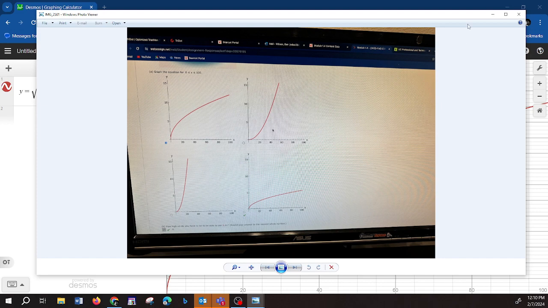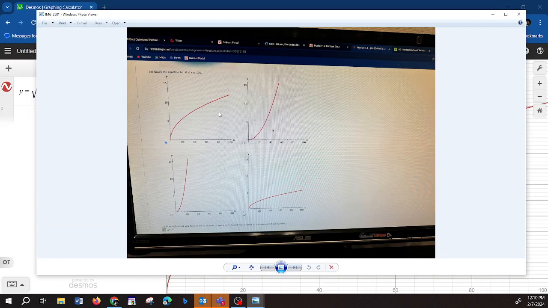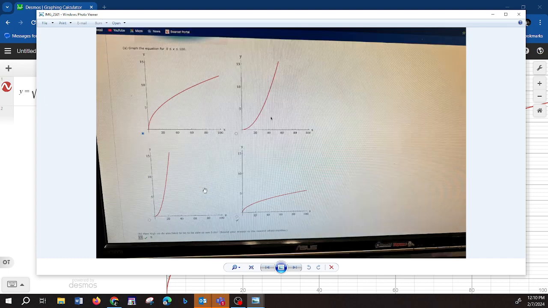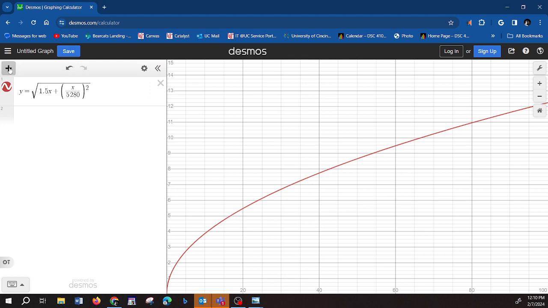And so out of those 4 options, you can see that the graph goes all the way up to about 13 here. And so out of those 4 pictures, it looks like this first one here is the correct graph. Now, the next thing that they want is to know how high up do you have to be, that's the x value, to see 5 miles. That's the y value.